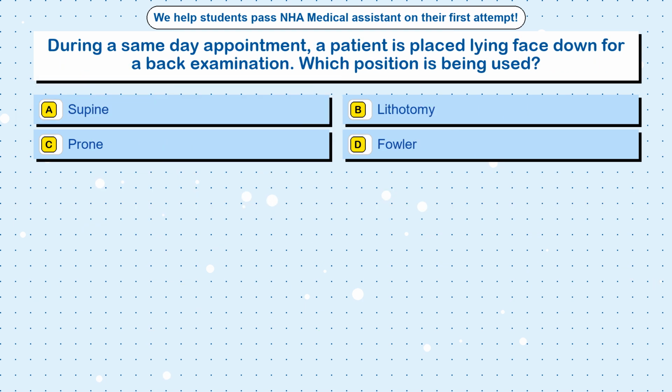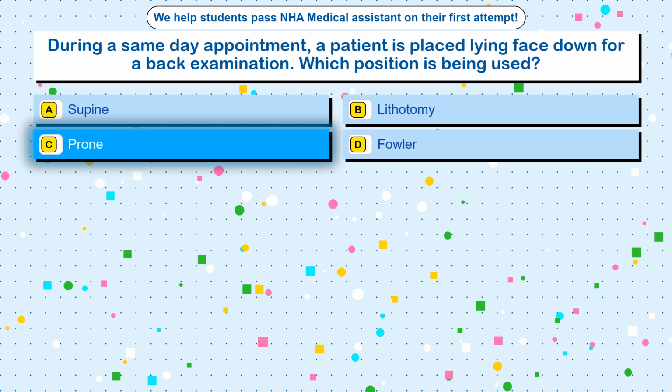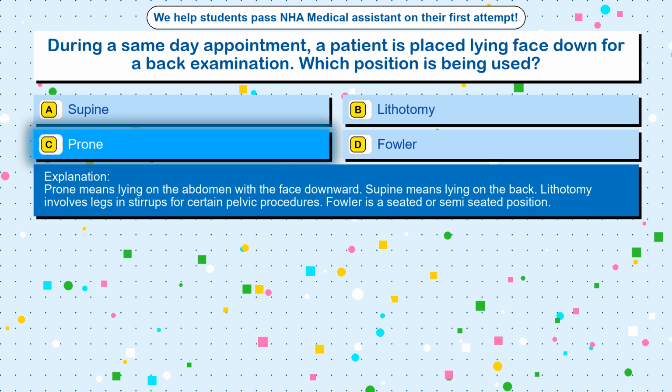Question 65. During a same-day appointment, a patient is placed lying face down for a back examination. Which position is being used? Option A. Supine. Option B. Lithotomy. Option C. Prone. Option D. Fowler. The correct answer is option C. Prone. Prone means lying on the abdomen with the face downward.